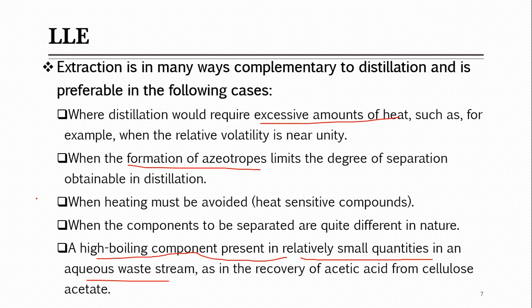Here he has provided another example, the recovery of acetic acid from cellulose acetate. That will be the same way: the acetic acid is present in the cellulose acetate in a very small amount. In order to remove this very small amount of acetic acid, you will go for liquid extraction instead of distillation. Right.